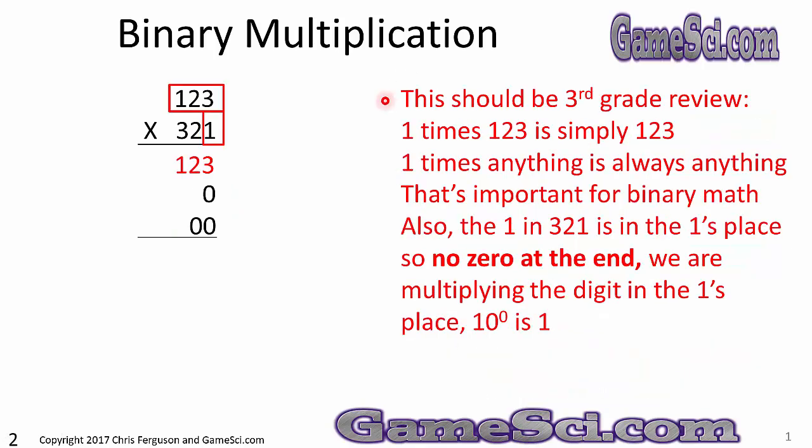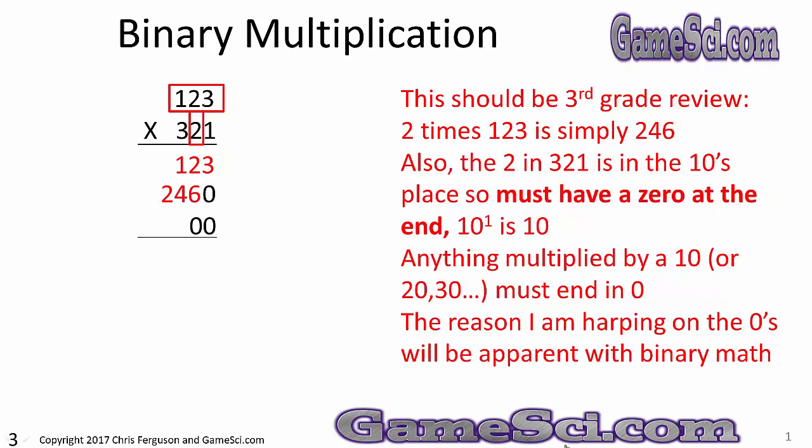This should be third grade review. 1 times 123 is simply 123. I'm going to multiply the digit in the ones place by the operand 123 and get a result of 123. 1 times anything is always anything. That's important for binary math. Also, the 1 in 321 is in the ones place, so there's no 0 at the end of this. We are multiplying the digit in the ones place. 10 to the 0 power is 1. That's why this is called the ones place.